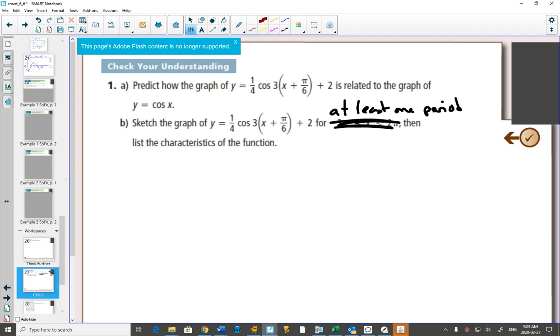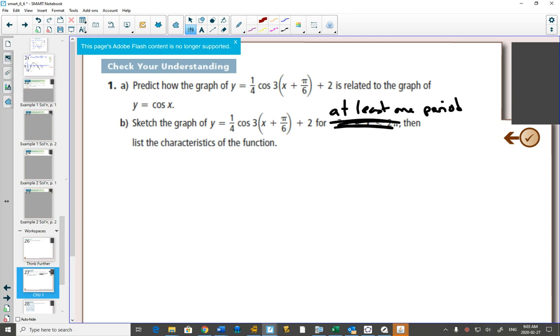Finally, our phase shift. We need to now move this pi over 6 to the left. Okay, good thing we have pi over 6 already, so we know where negative pi over 6 would be. Shift that one over, this one over, this one over. Okay. So this is at least one period.